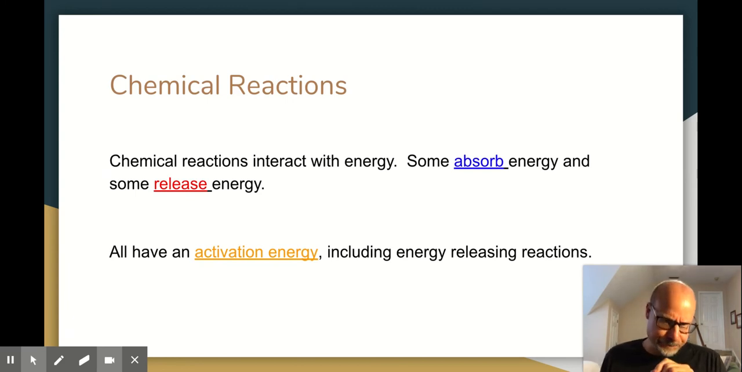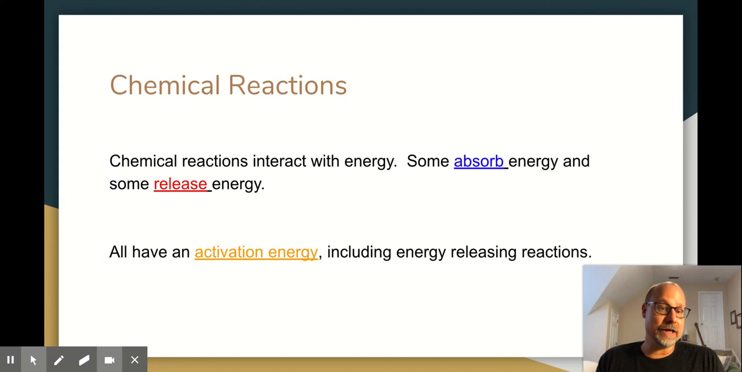One of the reasons this is so important is in terms of our chemical reactions. Our body has tons of chemical reactions going on all the time. And some chemical reactions absorb energy and some release energy. Now, a chemical reaction is just any type of action between different chemicals, between different materials. Every chemical reaction, regardless of whether it absorbs energy or releases energy, has an activation energy. It has a certain amount of energy it requires to get it started.